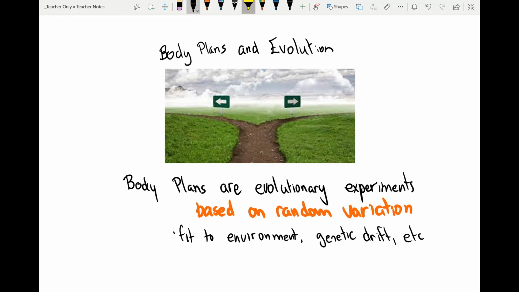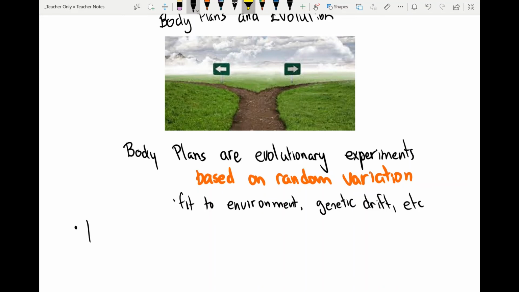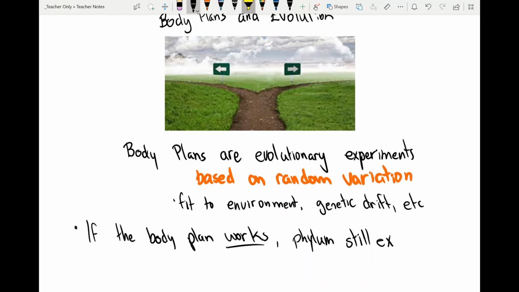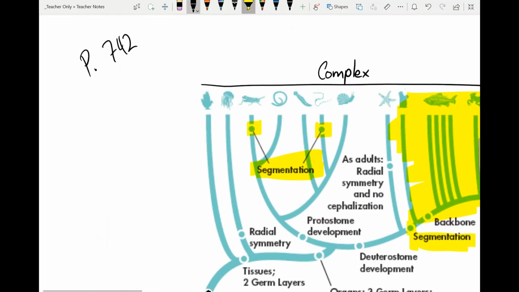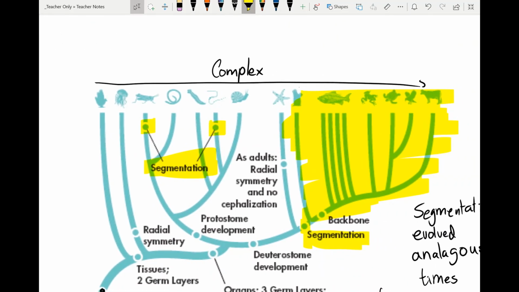Now, a really easy way to think about this is, if the body plan works, the phylum still exists, or the species still exists, if you want to get more specific. Now, what I mean by works, we need two things. It needs to survive, and it needs to be able to reproduce. So long as a body plan allows an organism to survive and reproduce, and it continues to do so, the phylum will still exist. So if I go back, all of the animals here are able to achieve survival and reproduction on some level, no matter how complex they are.